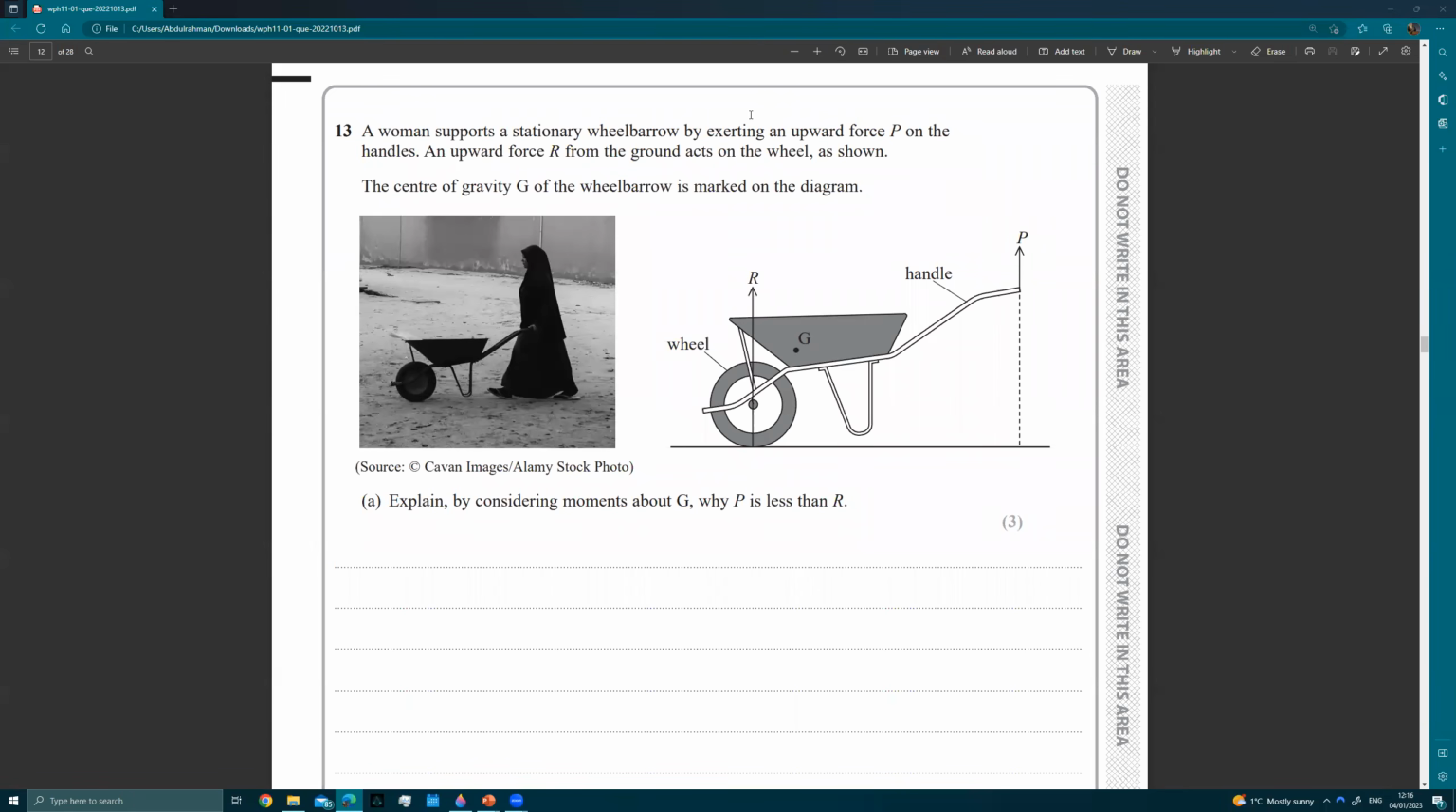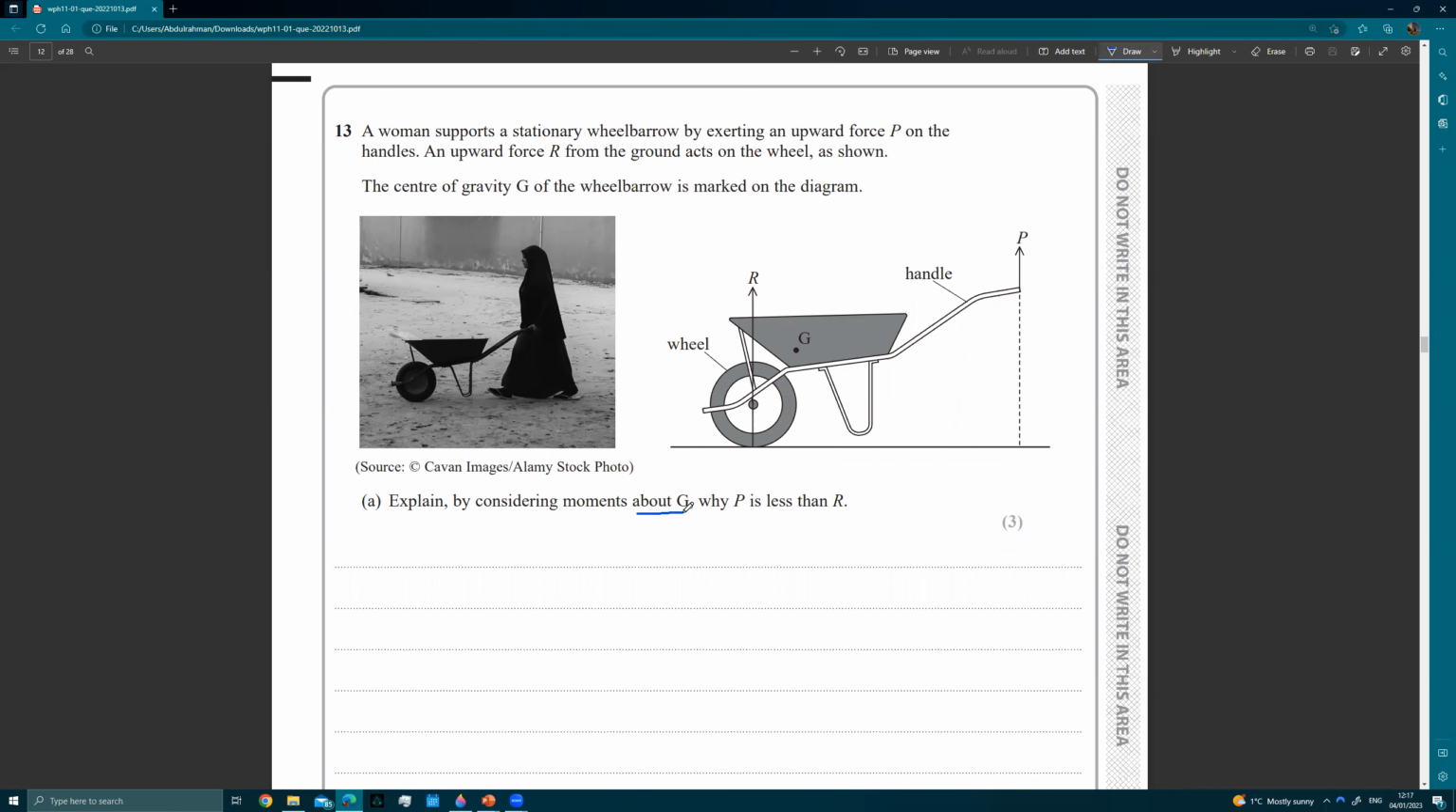Question 13. A real woman supports a stationary wheelbarrow by exerting an upwards force P on the handles. An upward force R from the ground acts on the wheel as shown. The center of gravity of the wheelbarrow is marked on the diagram. Explain by considering moments about G, meaning the pivot is G.